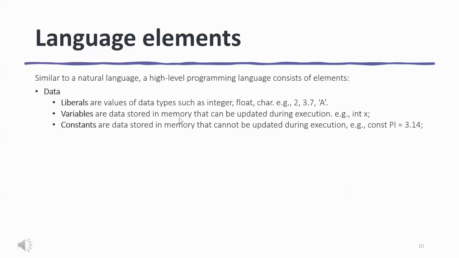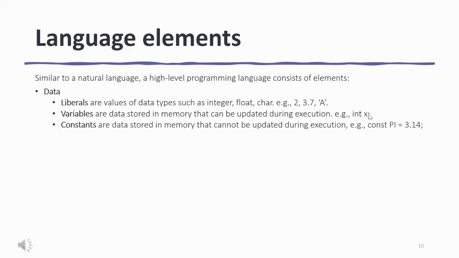Second type of data is variable. A variable is data stored in memory that can be updated during execution. For example, int x declares a variable x. x is an integer, so it uses the space that can hold an integer in memory. To declare a variable is to declare an amount of space in memory.